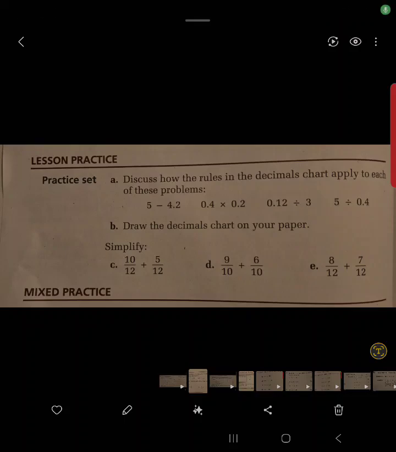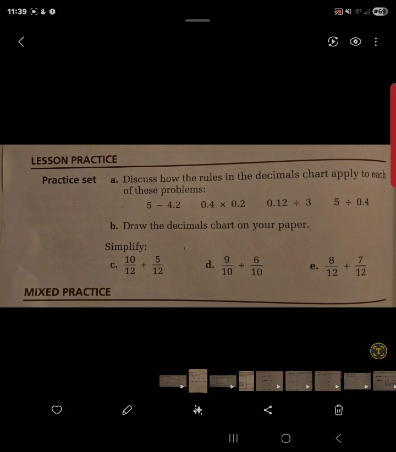Ladies and gentlemen, this is the second part of the lesson practice on page 283 in the middle of the page. This time we're going to start simplifying fractions. I know that's one thing that you guys have struggled with a little bit, or at least half of the class has, but we're going to try to simplify it here in this video to make things easy.